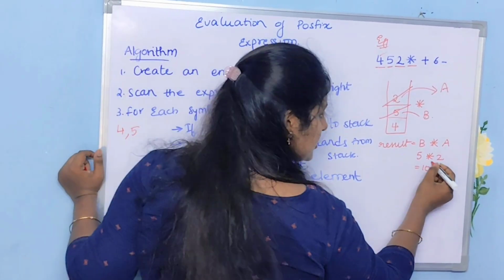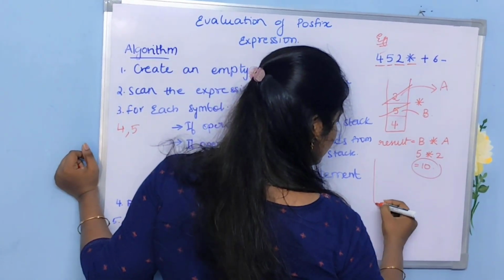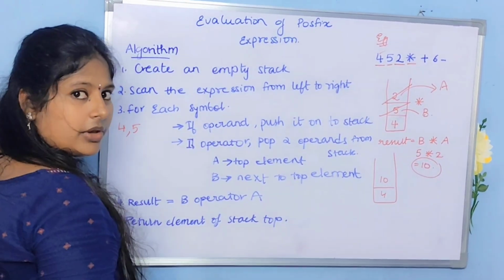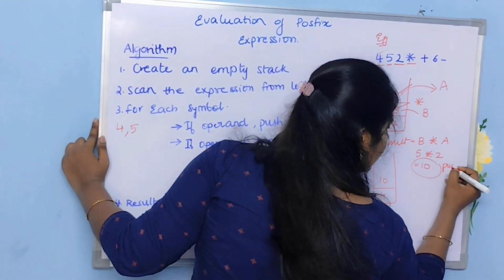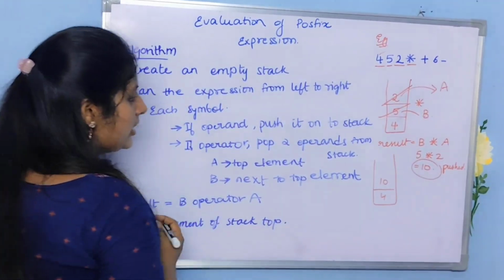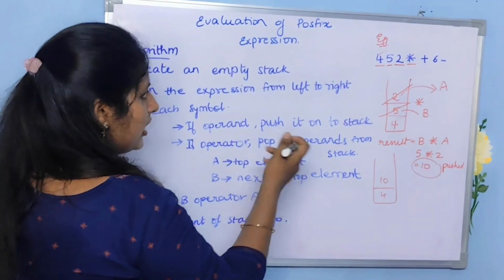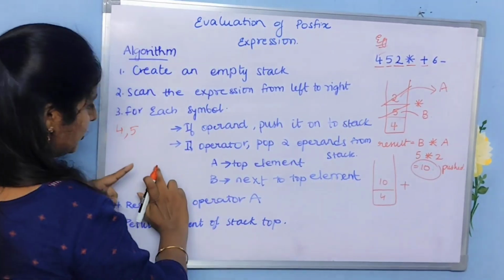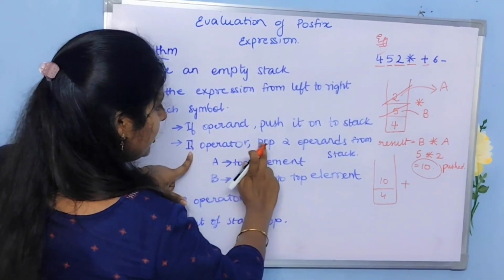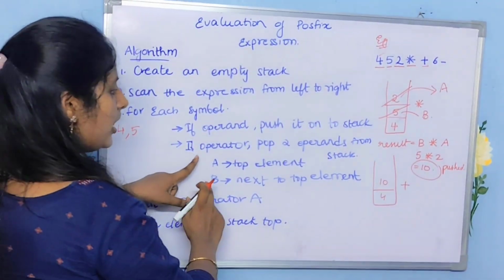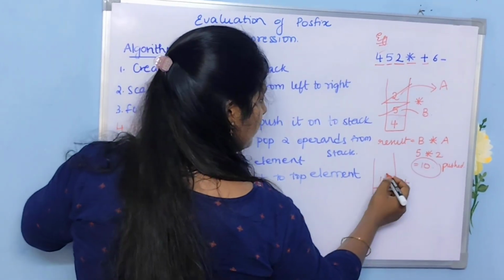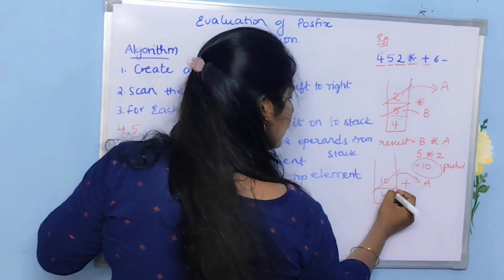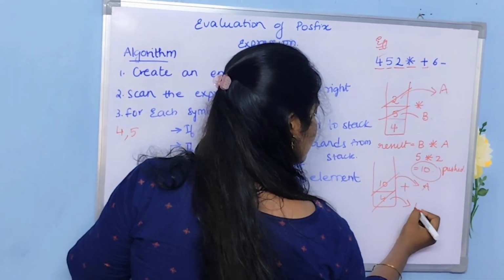Now you got this result. Now you have to add it onto the stack. So my element 4 is only left here. Now I'll add 10 also. So 10 pushed. Right. After this again I will continue. So the next operator is plus. So what should I do if I get a plus operator? If operator, pop 2 operands from the stack. Now I got an operator, so I have to pop 2 elements. So this top element is considered as A, and the next element to the top element is considered as B.